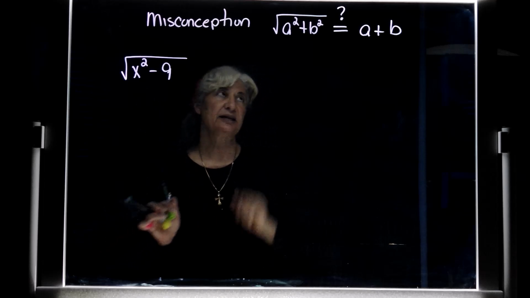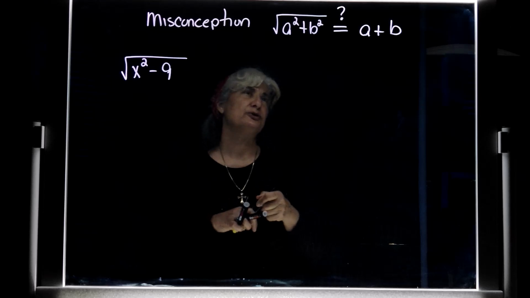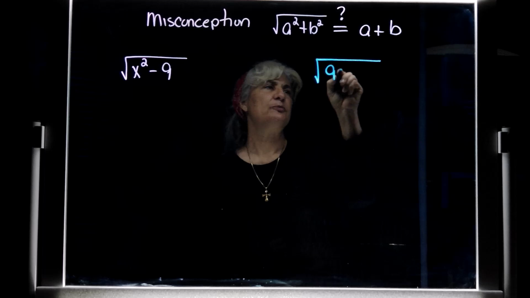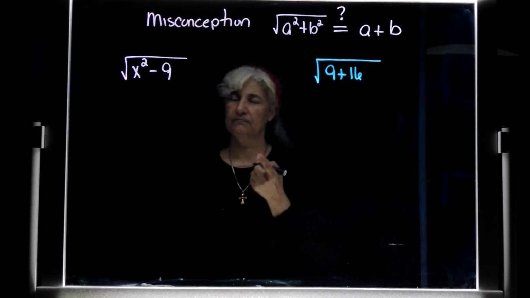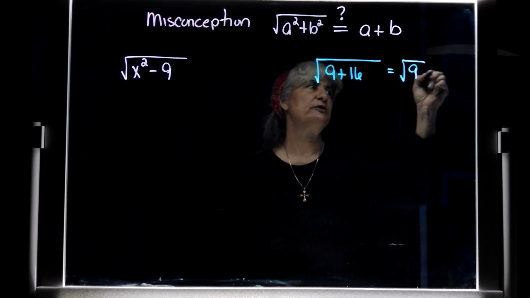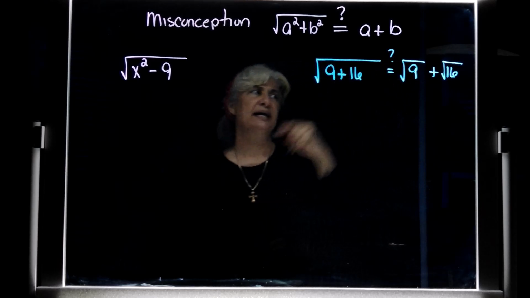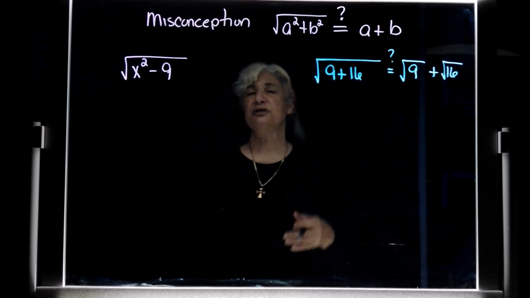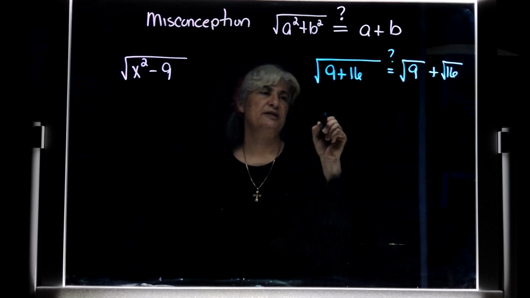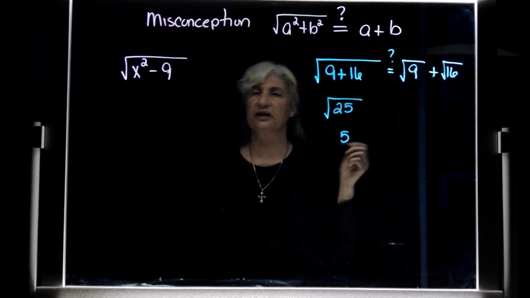Before I even get to that example, let's just work on something simple. How about if we look at the square root of 9 plus 16? If this was true, then I would be able to take the square root of 9 plus the square root of 16, and it would be exactly the same, because that's basically what you're telling me here, right? Okay, so what's 9 plus 16? 25. So if you take the square root of 25, that's just 5, right?